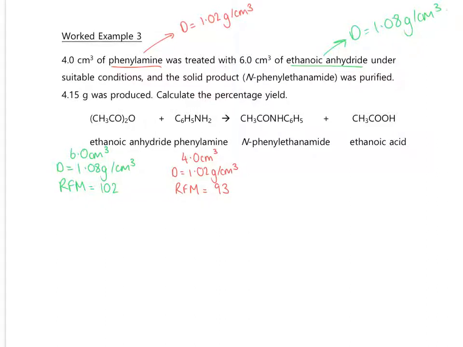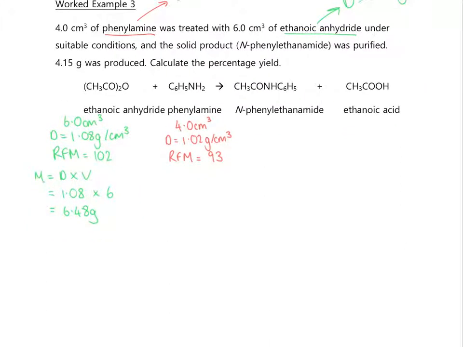Okay, so what we need to do now is work out what our limiting reactant is of our two reactants that we've been given. So let's work with ethanoic anhydride first. What we need to do, just as you've written at the top of the page, is use the equation mass equals density times volume. You can write it out in full if you like, to work out the mass before we then convert to moles. So our density is 1.08 grams per centimetre cubed and our volume is 6 centimetres cubed. That works out as 6.48 grams. I then use my moles equation, n equals mass over RFM.